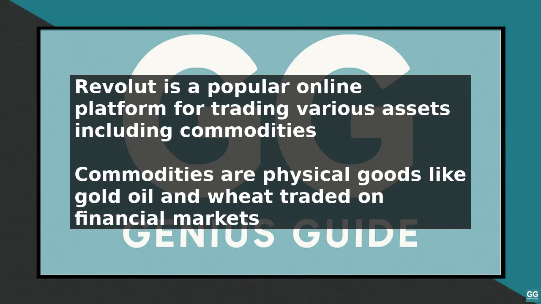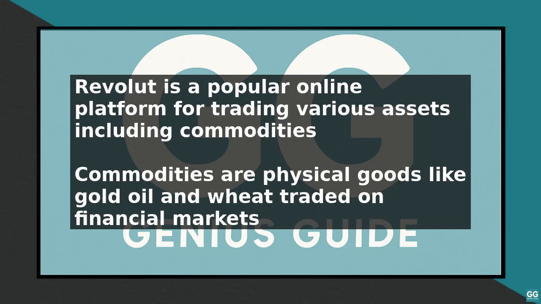Welcome to the guide to Revolut Commodities Trading. Revolut is a popular online platform that allows users to trade a variety of assets including commodities. Commodities are physical goods such as gold, oil, and wheat that can be bought and sold on financial markets.